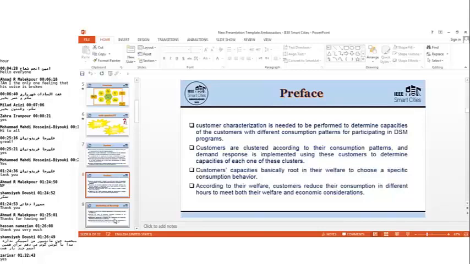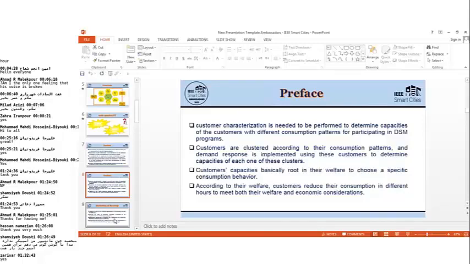But when you put customers with similar consumption patterns in the same cluster, you could use this cluster instead of all of the customers dedicated to it. Okay, and now we are talking about each cluster. Each cluster means each consumption profile, each consumption pattern, each consumption behavior. All of the customers dedicated to each cluster have the most similarity to each other in their consumption behavior. Customers' capacities basically root in their welfare to choose a specific consumption behavior.